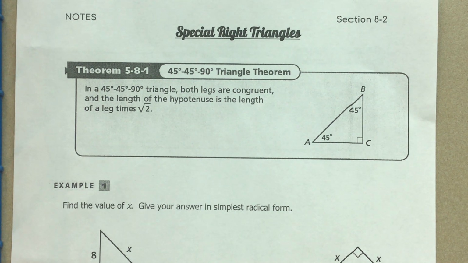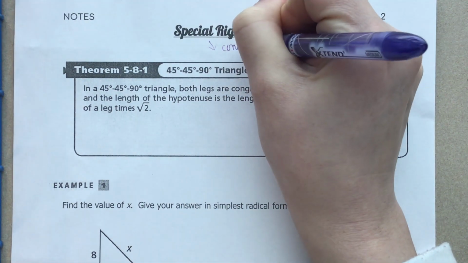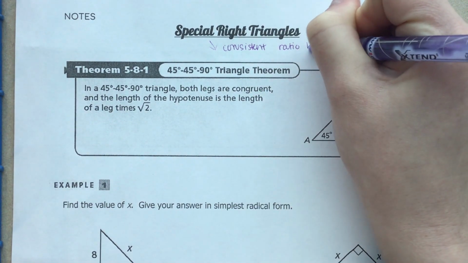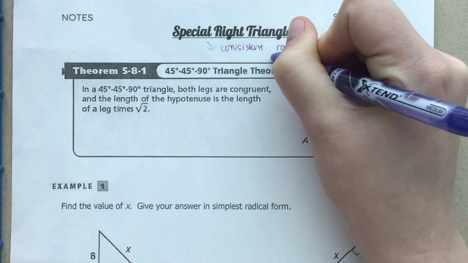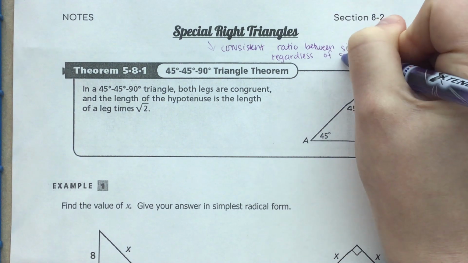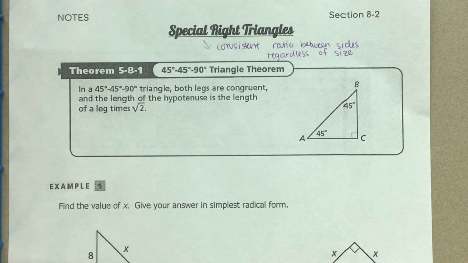Well, special right triangles have a consistent ratio between sides regardless of size. So we're always going to have this same ratio over and over and over again.